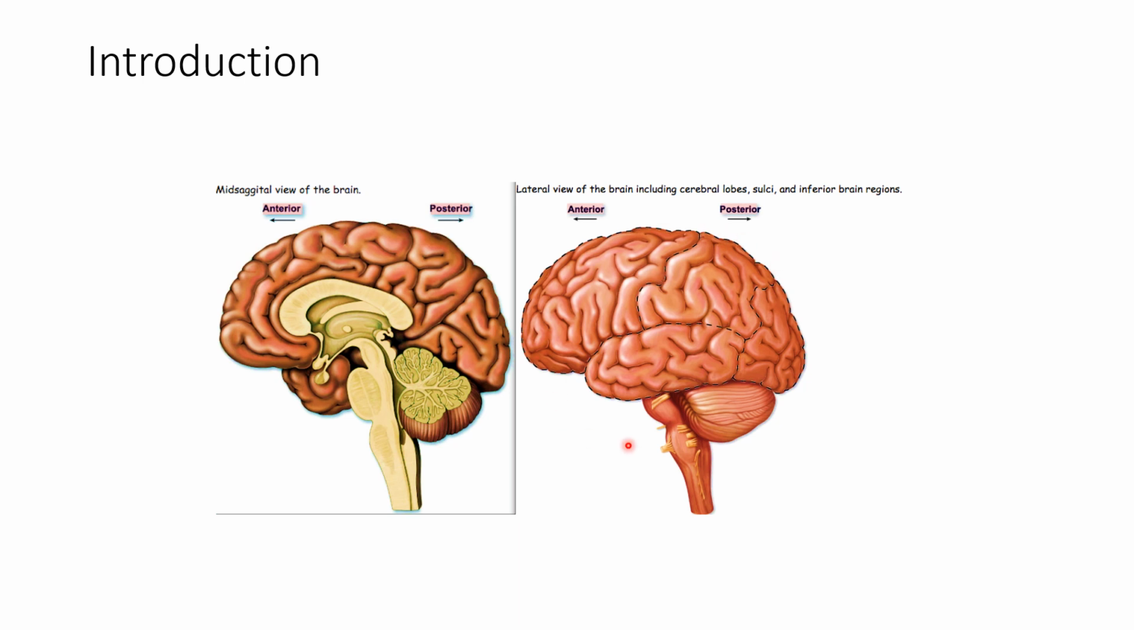The brain consists of the cerebrum. The cerebrum contains the cerebral hemispheres. This is the superior lateral aspect of the whole of the brain, or the lateral view, and this is the mid sagittal view of the brain. As you can see, the cerebrum consists of the cerebral hemispheres and the diencephalon. This is more or less the region of the diencephalon. Apart from that, it consists of the brainstem. So this is the brainstem.